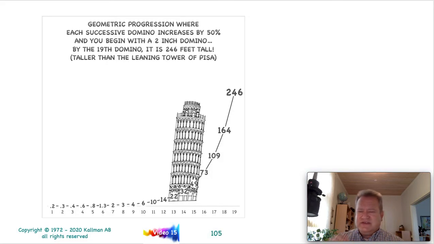Here's the idea. When you start with a little domino, it's a geometric progression, and you can start with this small little wafer piece of domino. And if you begin with a 2-inch domino and increase it in size and mass by 50%, by the time you go through that, it's an exponential progression. And at the 19th domino, it's taller than the Leaning Tower of Pisa. And so you don't have to get very far out from that initial impact.